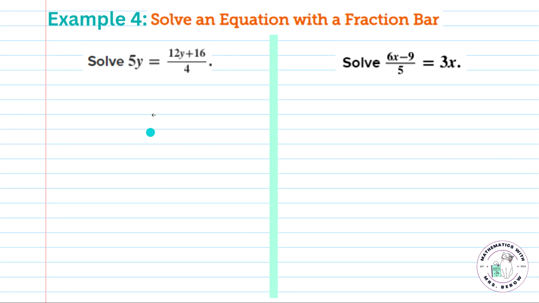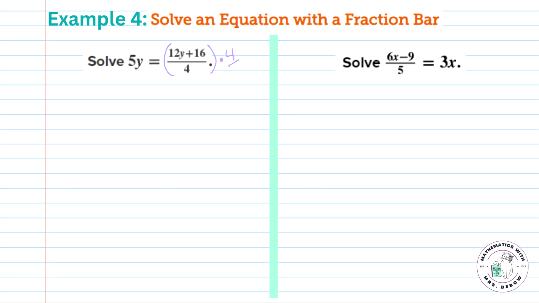And so we still have, again, the variable on each side of our equation, but now we have a giant fraction bar here. So with this question, it says solve 5y equals, and then it's this group 12y plus 16, all divided by 4. We just need to get rid of that dividing by 4. So just like we saw in another video, or if you haven't watched that one yet, that's okay. But this one, you're going to go through and just multiply by 4.